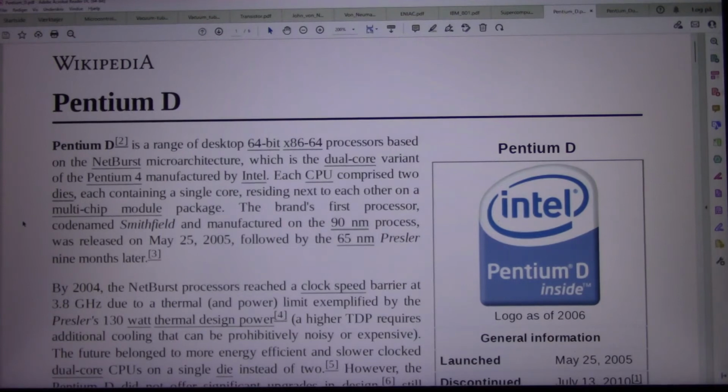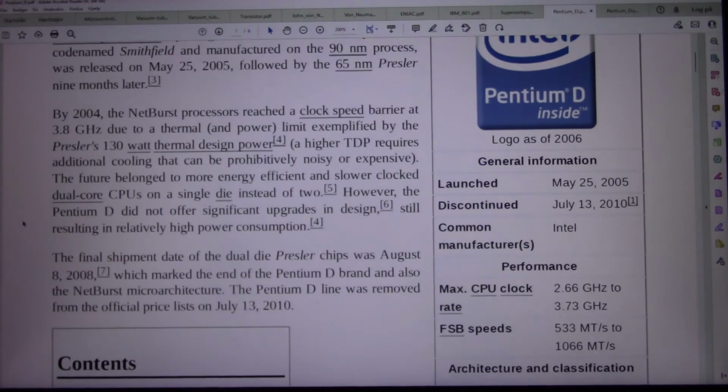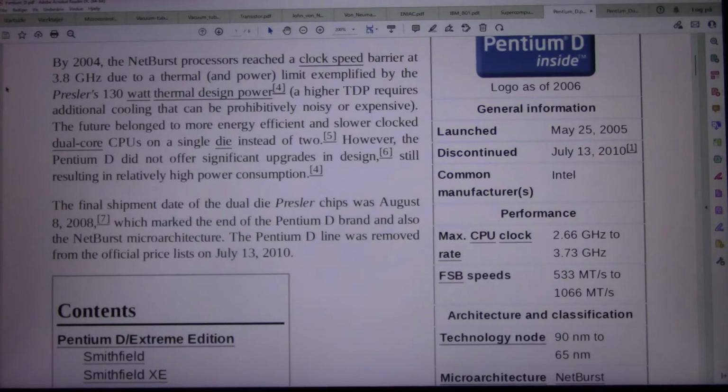By 2004, the NetBurst processors reached a clock speed barrier at 3.8 GHz due to a thermal and power limit, exemplified by the Presler's 130-watt thermal design power. A higher TDP requires additional cooling that can be prohibitively noisy or expensive. The future belonged to more energy-efficient and slower clocked core CPUs on a single die instead.